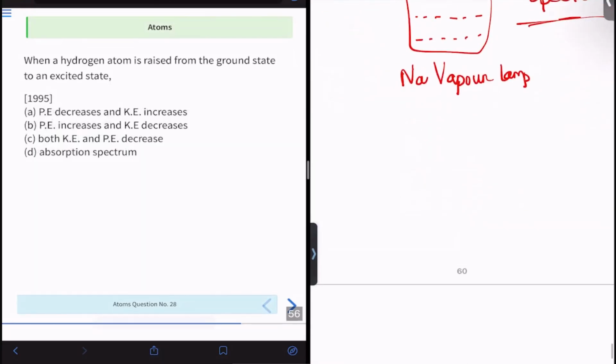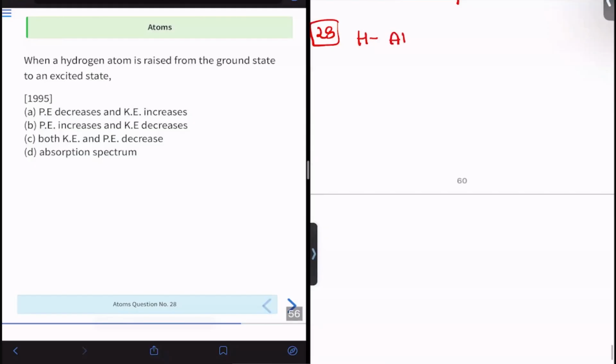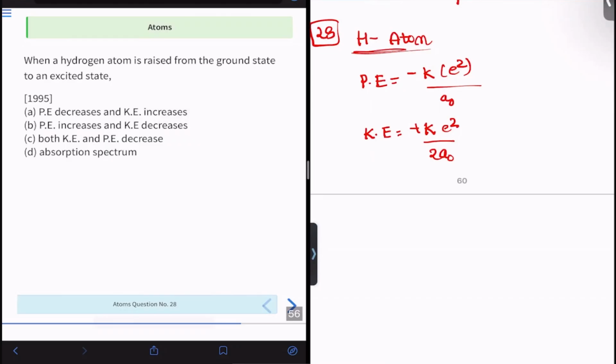So with this, I'll move to question number 28. Question number 28 says, when a hydrogen atom is raised from ground state to an excited state, what will happen to its potential energy and what will happen to its kinetic energy? For a hydrogen atom, the potential energy is given by minus K e square upon a naught, and the kinetic energy is given by plus K e square upon 2 a naught. Kinetic energy is half of potential energy in magnitude.